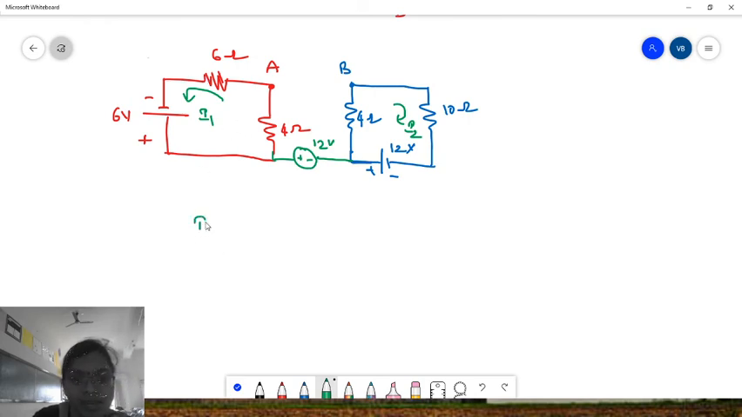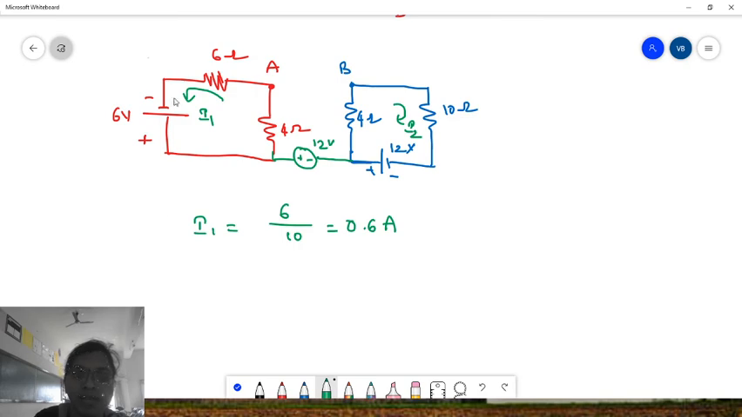So I1 is equal to 6 by, there is no complex network, just a voltage source and 2 resistors. These 2 resistors are connected in series. Series is nothing but 6 plus 4. Okay. So if you are confused, it is 6 by 10, you are going to get 0.6 amps.